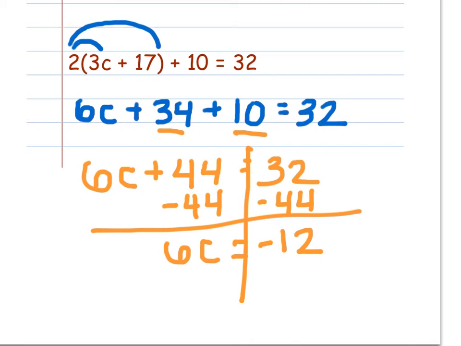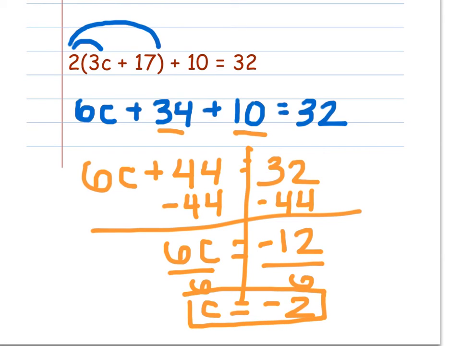And so divide by 6, if I divide a negative 12 by a 6, I'm going to get negative 2. So my answer is c is negative 2. Hopefully you got that answer as well.